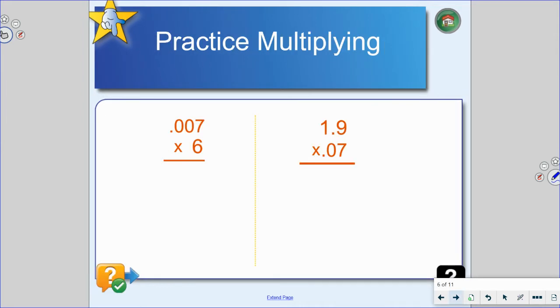Pause if you need, rewind if you need. Meanwhile, practice. If you'd like, pause the video, work these out, and then come on back when you're ready.